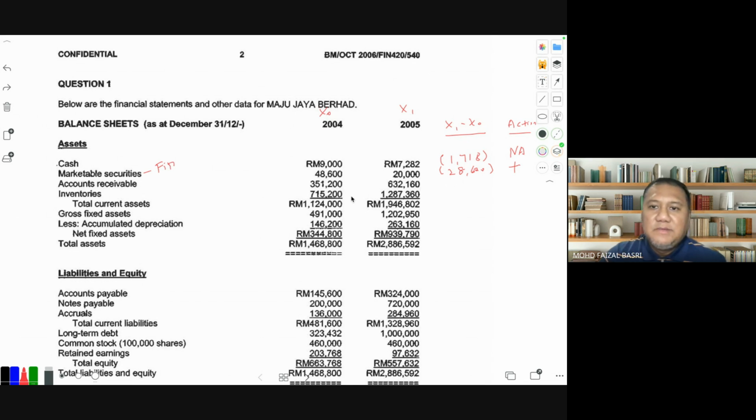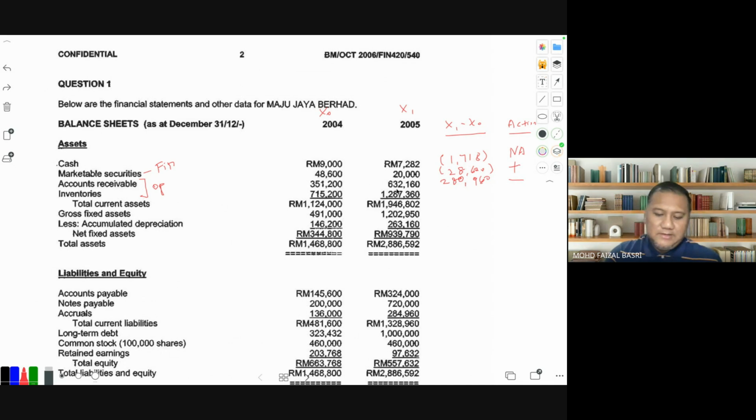Okay, so accounts receivable, 632,160 minus 351,200. So there is an increase of 280,960. Okay, 280,960, the increase, so therefore we minus. Okay, untuk asset macam tu jangan lupa. So accounts receivable dengan inventory ni both masuk operating.